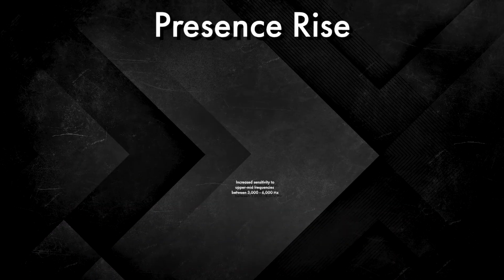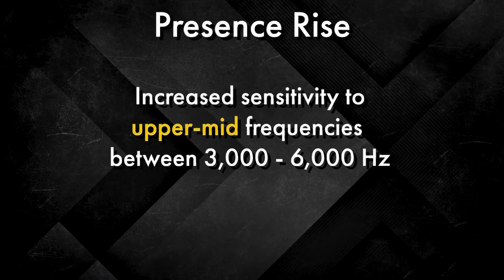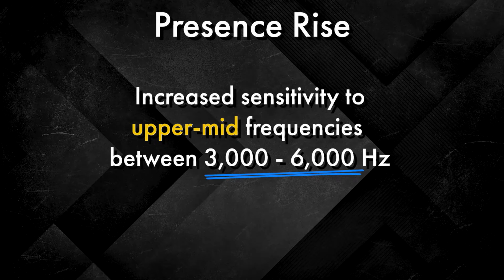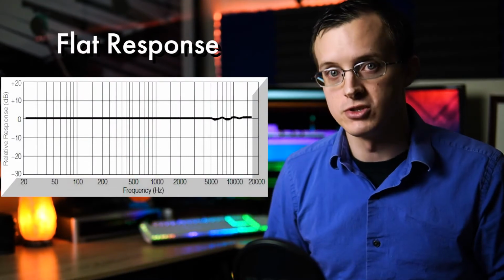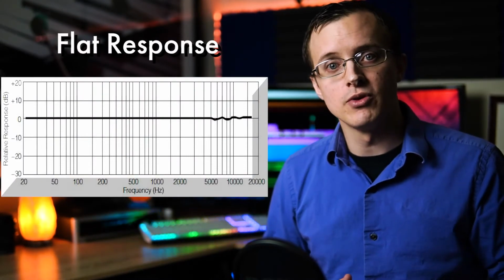Most mics with shaped response are less sensitive to low frequencies, which helps decrease background noise. They also have something called a presence rise, which is an increased sensitivity to upper mid frequencies from 3000 to 6000 Hz, which improves clarity and gives these mics their characteristic punch. Concerning which frequency response is best, I would prefer a microphone with as flat of a response as possible. However, there's something to be said for the quality of background noise reduction in shaped response microphones.